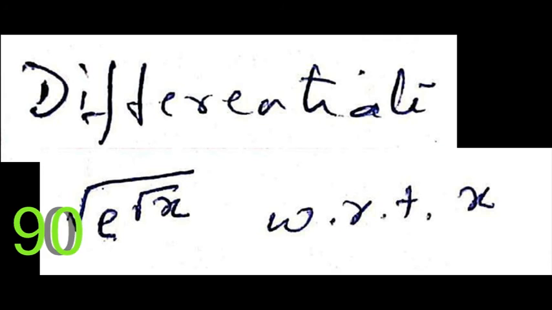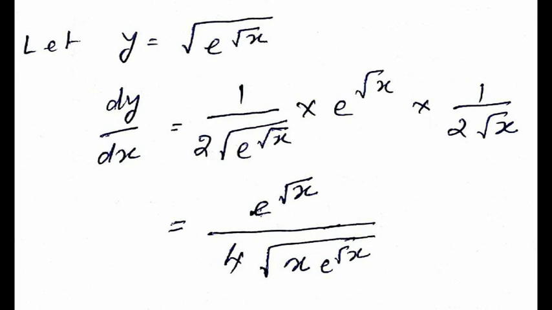Differentiate root of e raised to root x. Derivative of root x is 1 upon 2 root x, derivative of e raised to x is e raised to x, and derivative of root x is 1 upon 2 root x. Therefore, we get the answer e raised to root x divided by 4 root x e raised to root x.